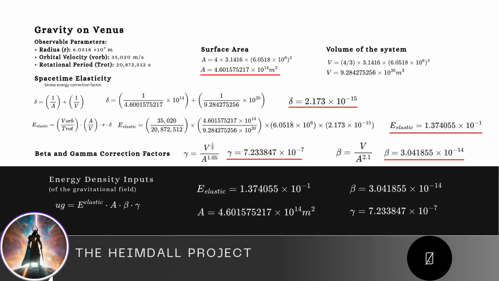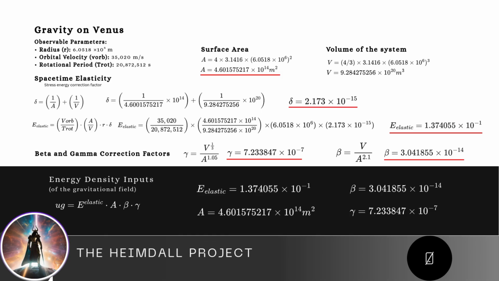And I calculated the beta and gamma correction factors. So now we have all the inputs for energy density. I do want to say one thing though. You have three observable parameters: radius, orbital velocity, and the rotation. Radius in meters, orbital velocity in meters per second, rotational period in seconds. Getting those right is important.